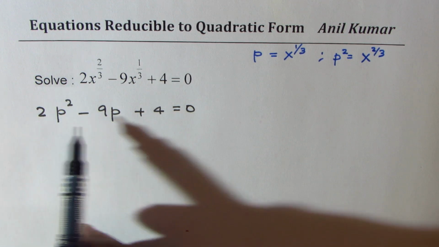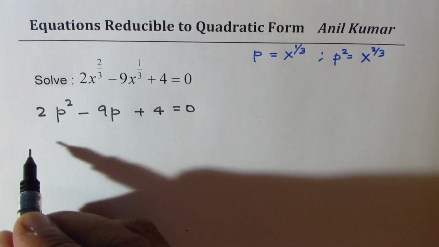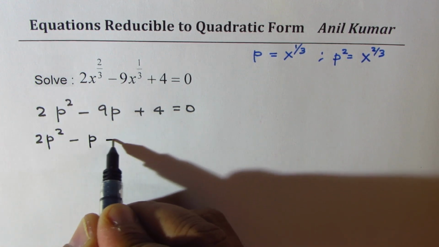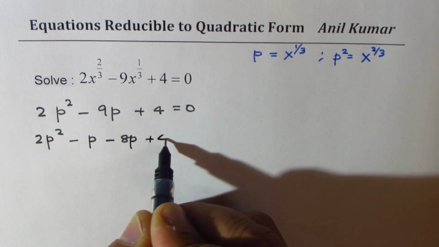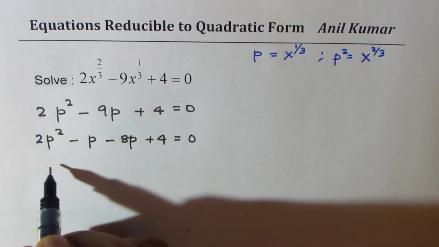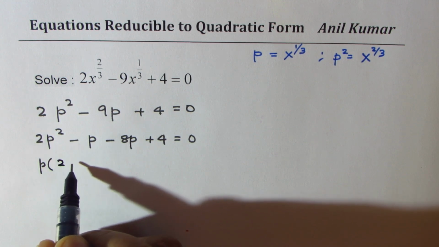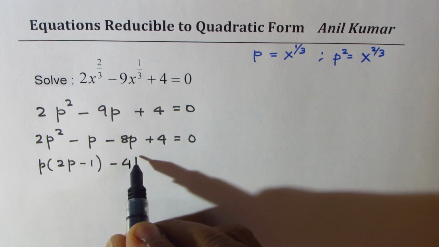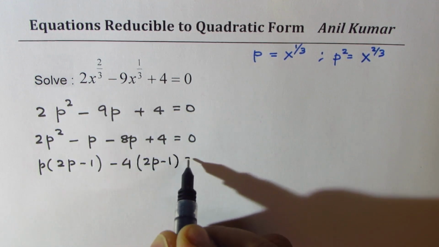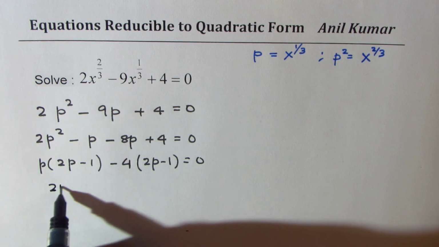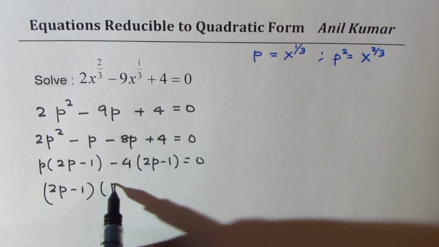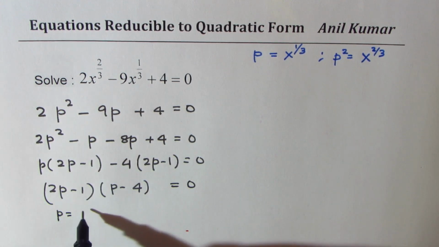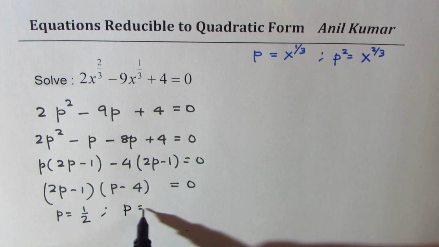Now we're looking for a product of 8 and sum of minus 9. So we could write minus 9p as minus p minus 8p, right? Plus 4 equals 0. Factoring p from the first two terms, we get 2p minus 1, and let's factor minus 4, we get 2p minus 1 equals 0. Now 2p minus 1 is a common factor. We get p minus 4 equals 0. That gives us p equals half, or p equals 4, correct?